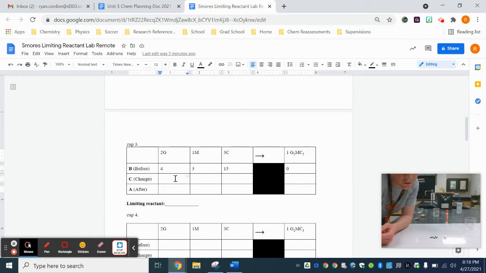Okay, so we used up all of our graham crackers. They all ran out. Marshmallows, we used 2 of those. And chocolate chips, we made 2 s'mores, so we used 6 chocolate chips.